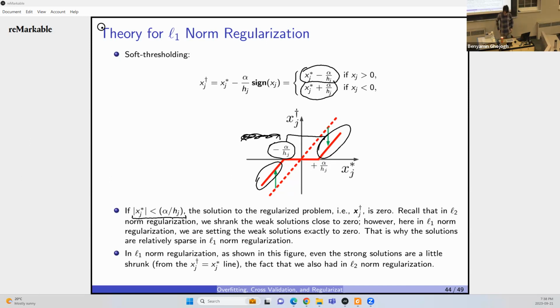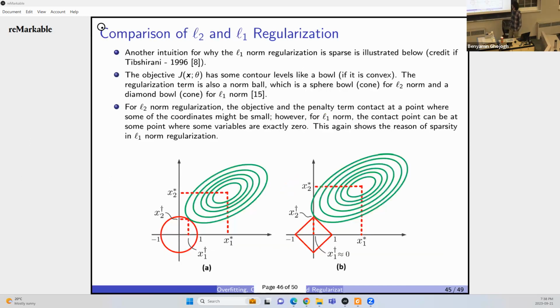Interesting. Now, let's see this figure. This figure's credit is for Tibshirani in his paper for Lasso. When he proposed Lasso regularization or Lasso regression, he drew this. It's a very interesting analysis. By the way, it was published in 1996, reference 8.